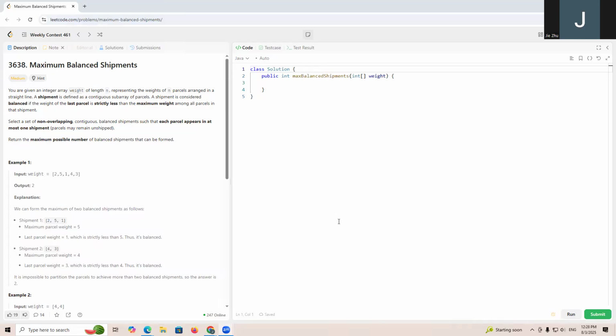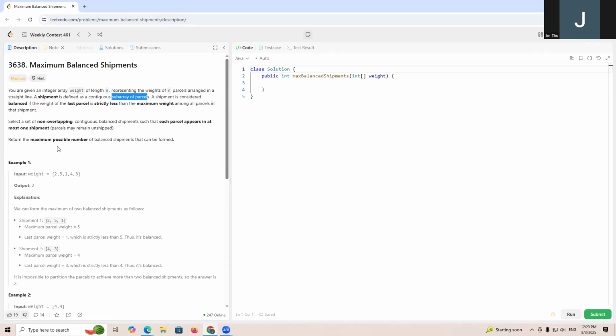Let's go to LeetCode 3638, Maximal Balanced Shipments. It gives us an integer weight array, and a shipment is defined as a continuous subarray of parcels. It is considered balanced if the weight of the last parcel is strictly less than the maximum weight among all parcels in the shipment.